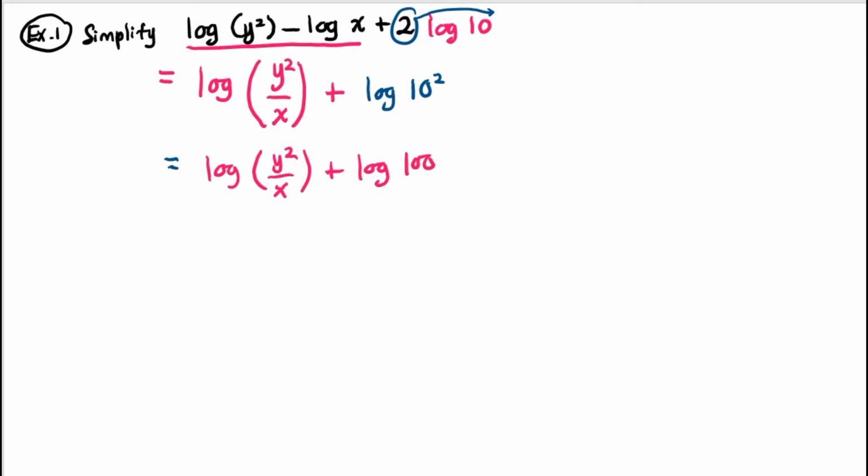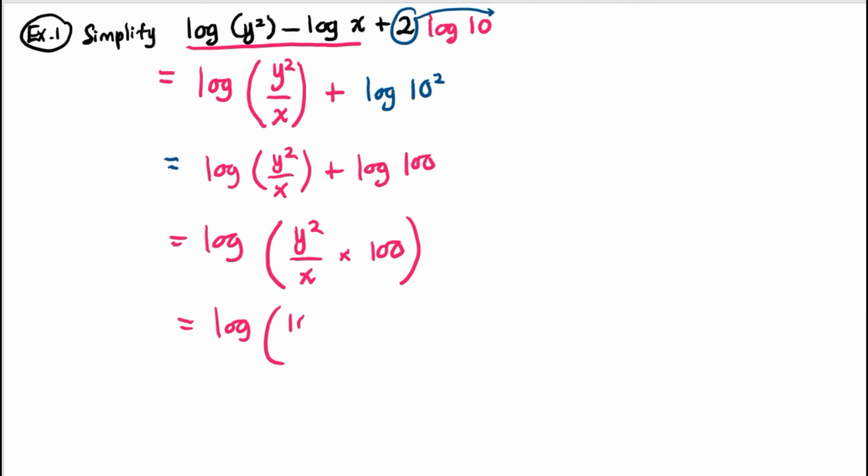An addition of two logs, so we want to combine, so that one will multiply. So we'll have something like y squared over x, multiplied with 100. All right, so you simplify this one, and this will give you 100y squared divided by x. So this is simplifying these logarithms as one single log. All right, let's go to example number 2.